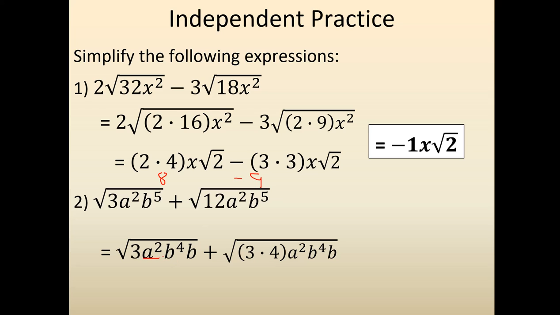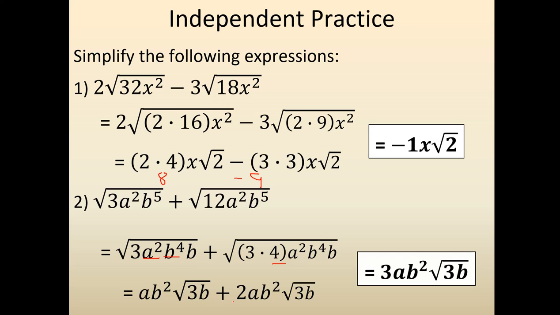A squared and b to the 4th are perfect squares, so this I can rewrite as a times b squared. This one, 4, is also part of that. Square root of 4 is 2. So my expression becomes ab squared times radical 3b plus 2ab squared times radical 3b. Again, we have a 1 here and a 2 here. So adding those two numbers, I get 3ab squared radical 3b. And that's pretty much it for these.